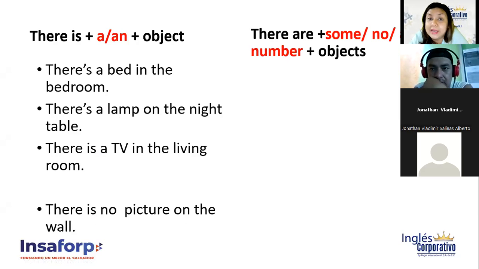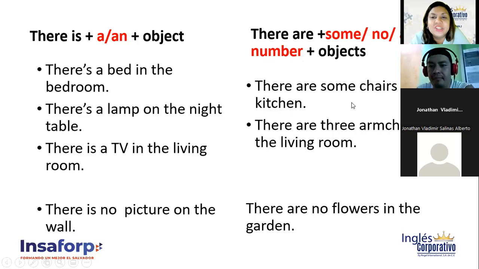Ahora, en plural, that was singular. En plural, vamos a ver cómo podemos usar las palabras some, no, o un número, plus the objects. Como es plural, vamos a usar are, que es para plural. There are significa hay. There are some, hay algunos. There are no, no hay. There are five, hay cinco. Y luego mencionamos los objetos en plural. Por ejemplo, there are some chairs in the kitchen. Hay algunas sillas en la cocina. There are three armchairs in the living room.